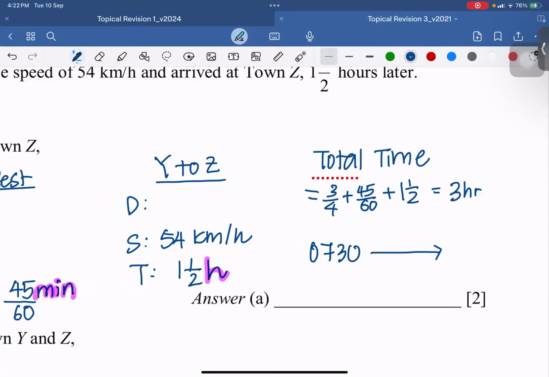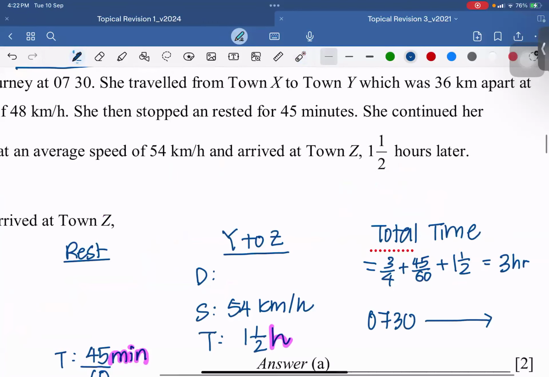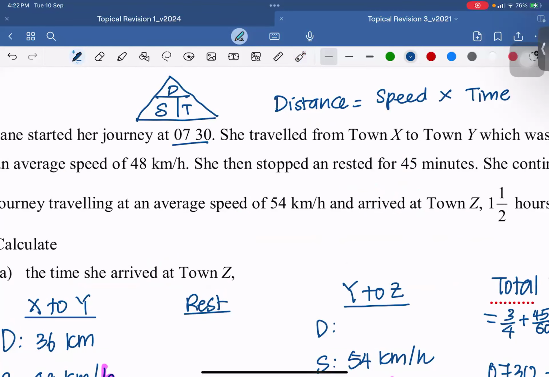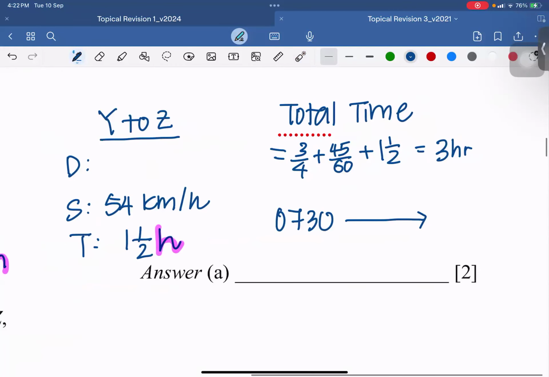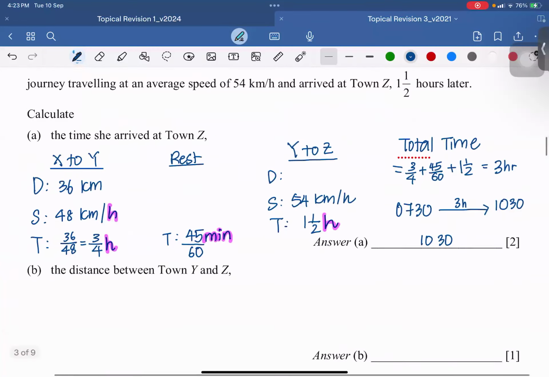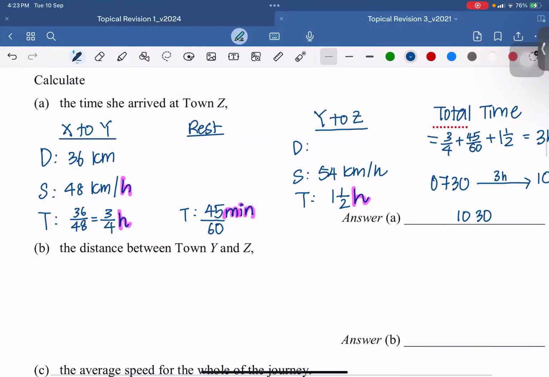So I started the journey at 7:30. 3 hours later, what time will be my answer? Never mind, he disappeared already. Is it 10:30? Do you all agree? Okay, 10:30, right, so this is part of the answer. So for me, I always write down all my DST in sequence. Then I check what is the thing that I need to find.